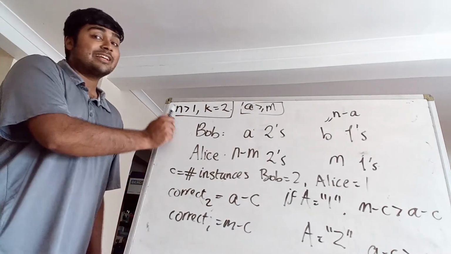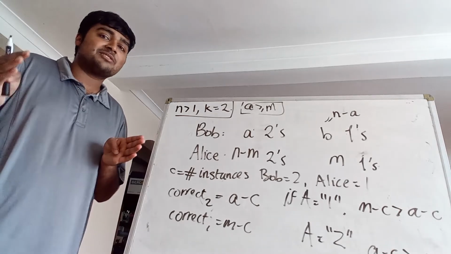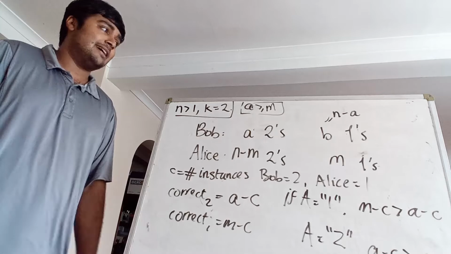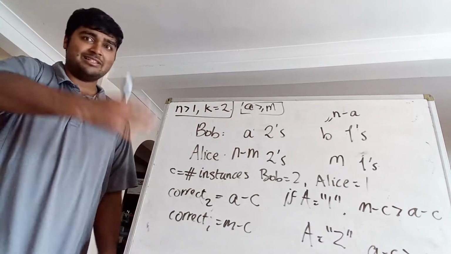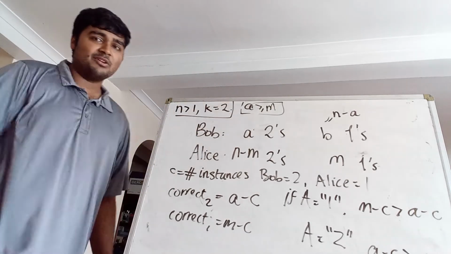But because n is strictly bigger than 1, we know it's not necessarily a constant sequence. It could be 1, 2 or 2, 1 or something like that, in which case we have no hope for knowing exactly what Alice's code is. We can simply get the number of 2's and the number of 1's.